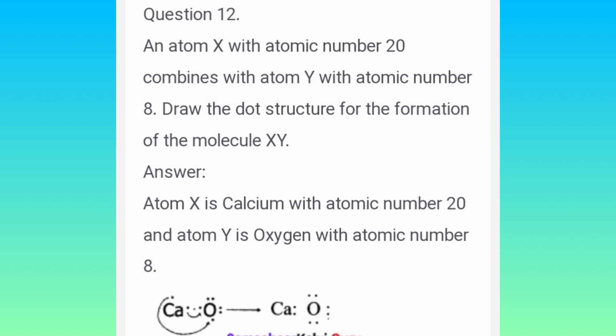An atom X with atomic number 20 combines with atom Y with atomic number 8. Draw the dot structure for the formation of molecule XY. Answer, atom X is calcium with atomic number 20 and atom Y is oxygen with atomic number 8. அப்படியே இந்த diagram ஐ draw பண்ணிக்கோங்க, இந்த dot structure ஐயும்.